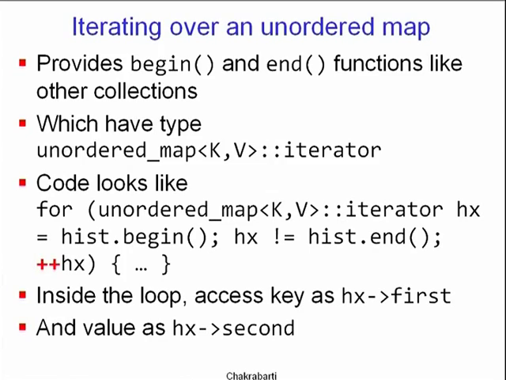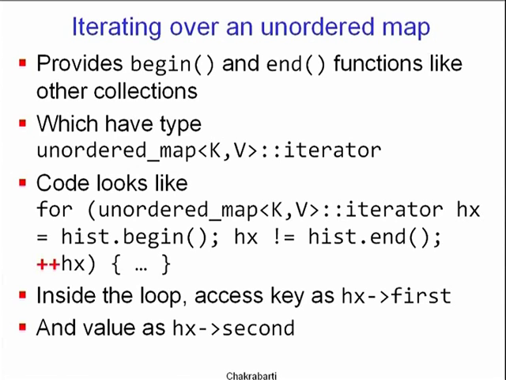Any collection.end is an illegal value of the iterator past the last entry in that collection object. So you cannot really access hist.end. It's like a sentinel last guard value, which protects you from going past the end of the data structure. Okay. So hx not equal to hist.end, and then you do plus plus hx. Plus plus has been magically redefined so that it now advances your iterator over a hash table or an unordered map rather than elements of a vector.